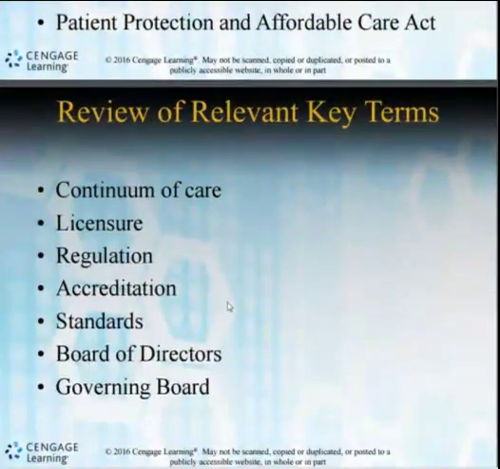A few key terms here: continuum of care, that's the range of service. Remember, that was primary to the quaternary. Licensure allows you to operate a practice. It's by each state. Regulations are interpreting the law, and it can be a state or a federal regulation. Accreditation is voluntary to show that you meet standards. Standards are steps that look at your performance. Board of directors, these are the governing body. And then they can also sometimes be members that are directors.